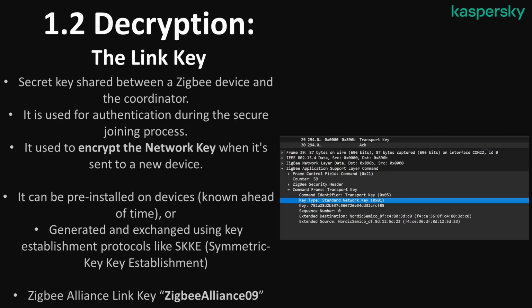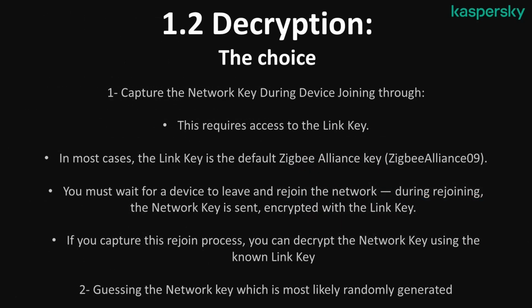Actually, you have two choices here. If you control the network, you can disconnect the devices from each other and connect them again. While they connect, you sniff the traffic. But at this stage, it needs the key. You can try the default one, ZigBee Alliance, and after that you can decrypt the transport key packet. You get the network key, and you decrypt the communication. Now, if you are not able to do the first step, the only way is to guess the network key, but as I said, most likely it's randomly generated.